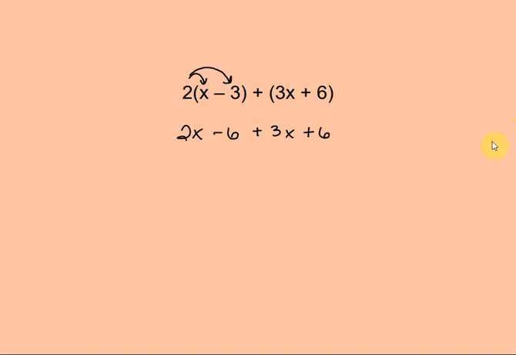Once the parentheses are gone, then we can combine like terms. Remember, like terms mean that the terms have the same variable with the same exponent, or no variable at all. So when I look at all of my terms, I have these two like terms here with the x's, a 2x and a 3x. And so when I combine those, I get 5x.